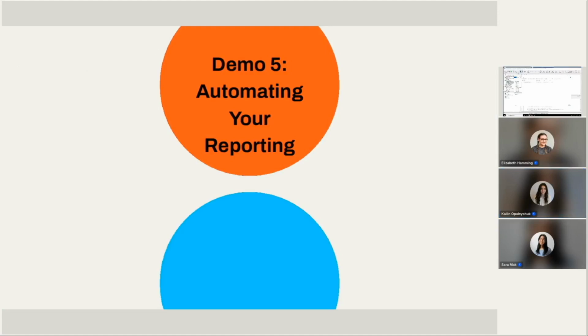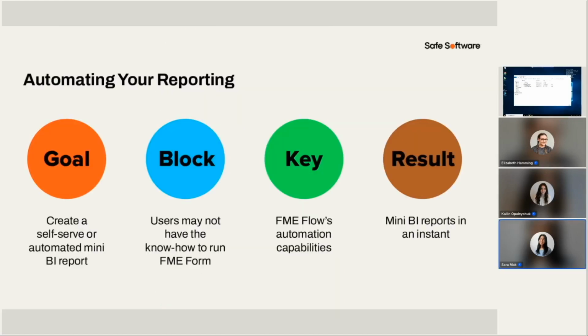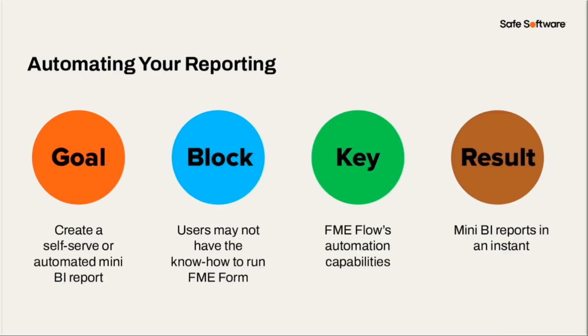All right, thanks, Carolyn. So in this last demo, we're going to be taking a look at automating our reporting. And our goal here is basically to create a mini BI report using Excel. We're going to make use of Excel's 3D maps and pie charts capabilities. And then we're going to take things a little further by adding a self-serve or automation functionality using FME Flow. So this lets even users that don't know how to use FME plug in their data set and get a report back almost immediately.